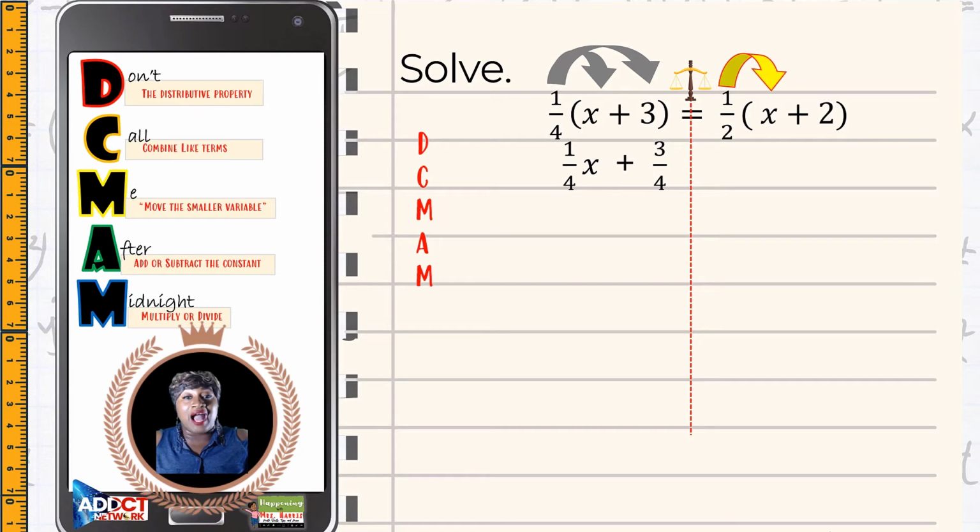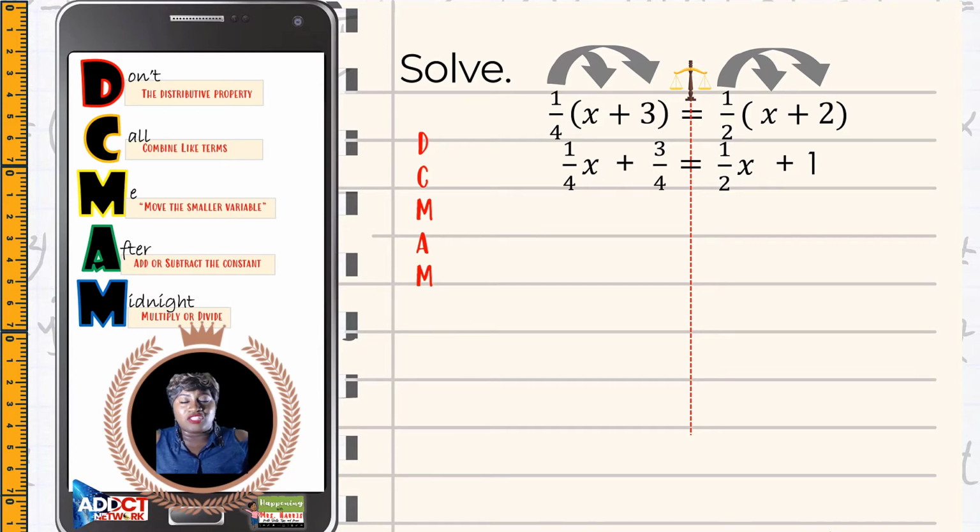Now we'll multiply, on the right side of the equal sign, a new set of parentheses. We'll multiply that 1/2 times x. That'll leave us with 1/2 x. Then we'll multiply 1/2 times positive 2, and that gives us positive 1. Let's be sure to bring down anything else that we haven't touched, just the equal sign. Now let's move to the next part of the acronym, C, combine like terms.